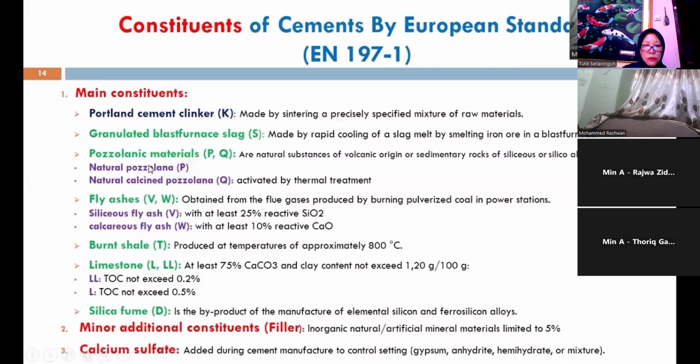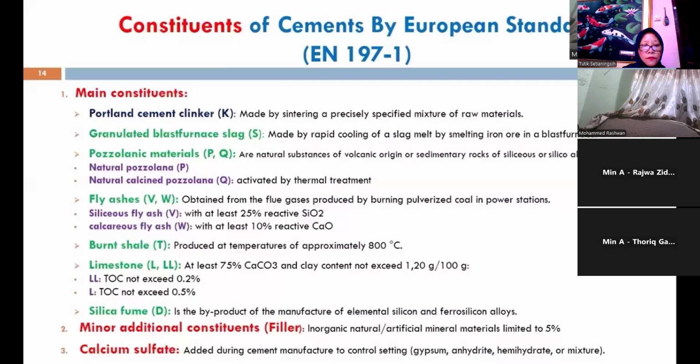And this has a subdivision of pozzolanic materials: natural pozzolana and natural calcined pozzolana. This type of calcination means activation of the pozzolanic material by thermal treatment, maybe up to 800 or 900 degrees centigrade, for activation to be used as a pozzolanic material.